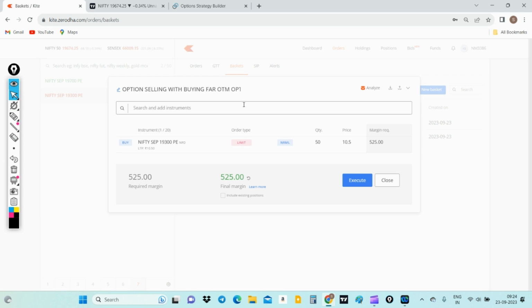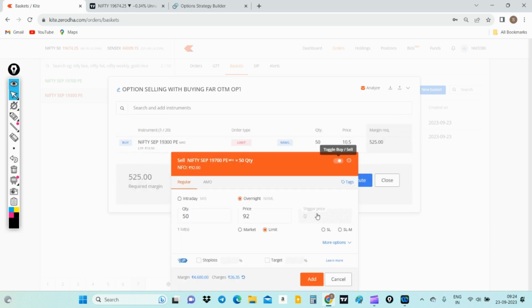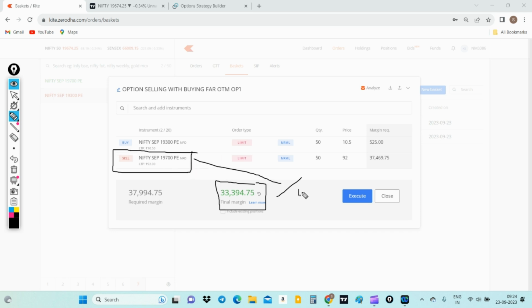So for the 19,700 P monthly expiry, I want to sell this. The amount required, which we saw initially in the other folder, was around 1,06,000. Now if I add this, the margin required is just 33,000, whereas the margin required for just selling this option is 1,06,000. So there is a huge difference of around 70,000 rupees.